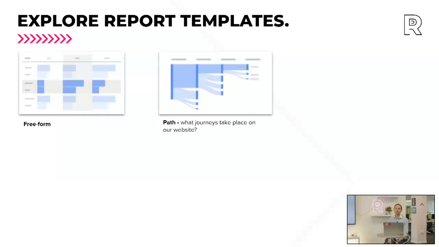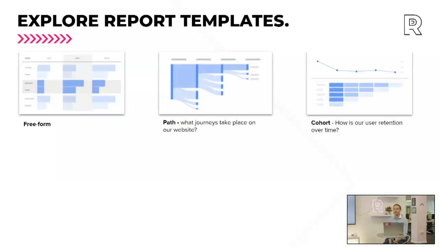You have the path template, which will show you the journeys users take through your website. And you can do that from a landing page forwards, so you can see what pages users visit after they've hit the landing page, or you can work backwards, which is really useful. So if you want to start at a purchase event and then work backwards to see where they came from, what actions did they take, or what pages did they visit.